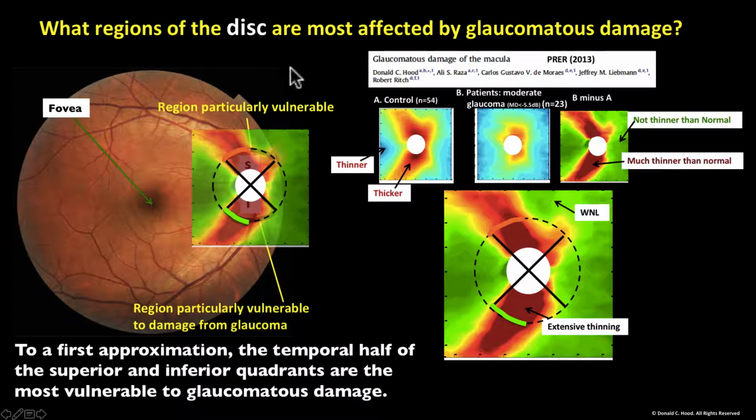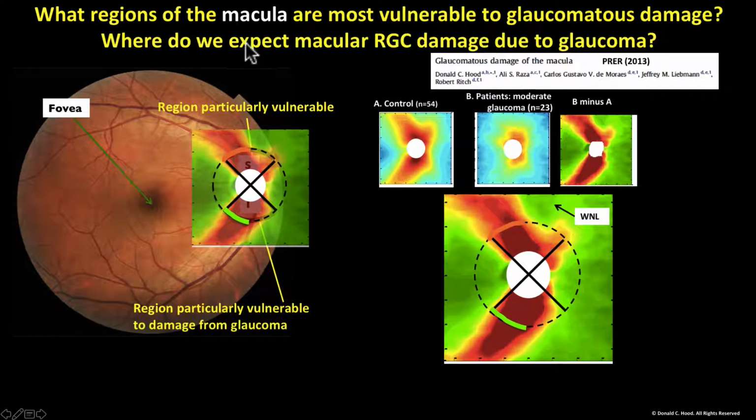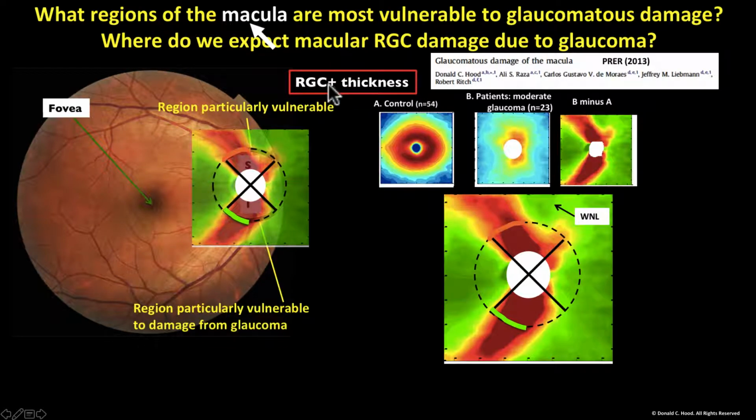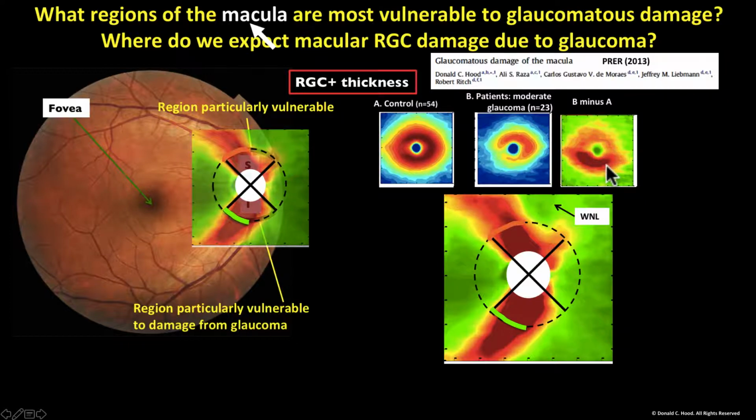Okay, so this answered the question, what regions of the disc are most affected by glaucoma? Now let's change that to what regions of the macula are most vulnerable to glaucoma, and how does it relate to the disc? All right, so let's replace retinal nerve fiber layer with retinal ganglion cell thickness for the controls. Age-matched patients with moderate glaucoma. There's the ganglion cell thickness curve. Again, let's subtract this from this. And now this is a difference curve.